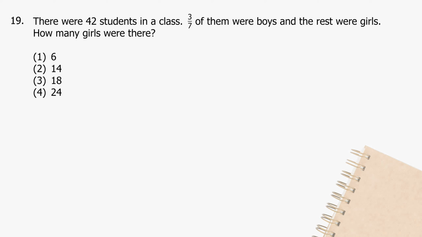Question 19. There were 42 students in a class. 3/7 of them were boys, and the rest were girls. How many girls were there?